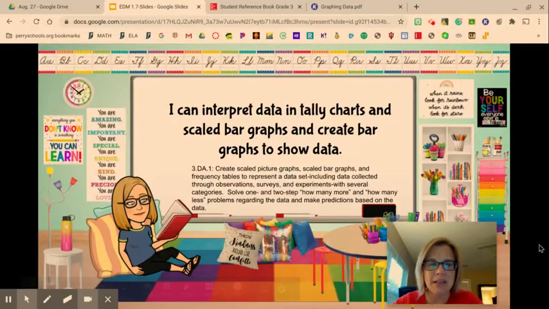Hey guys, today we are going to be working on Math 1.7, and this is all about reading and understanding tally charts and scaled bar graphs. So our objective for today is I can interpret data in tally charts and scaled bar graphs, and I can create bar graphs to show data.